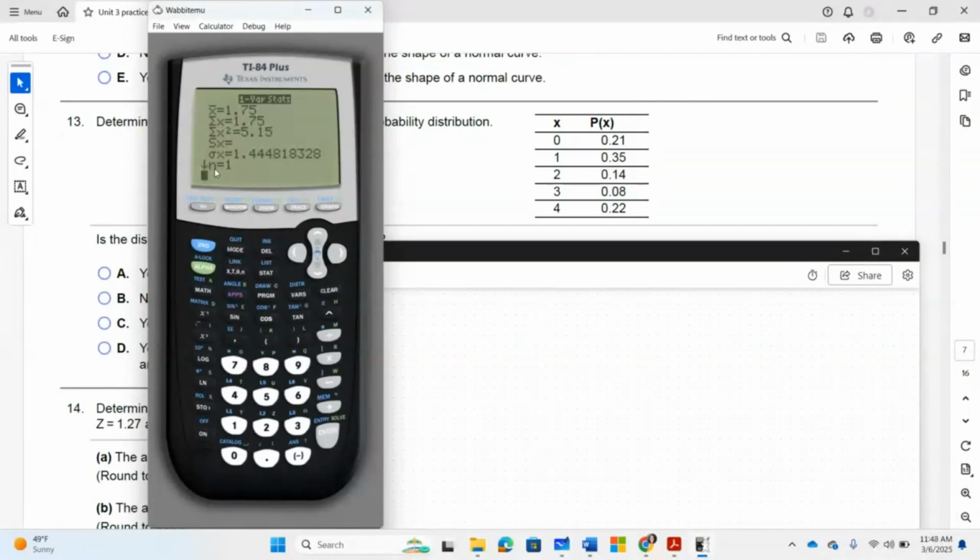And what does it mean? The sum of all the probabilities is equal to 1. And if I'm told to find the mean, the mean is 1.75 to 2 decimal places, and the standard deviation is 1.44 to 2 decimal places. So it's not a big deal.